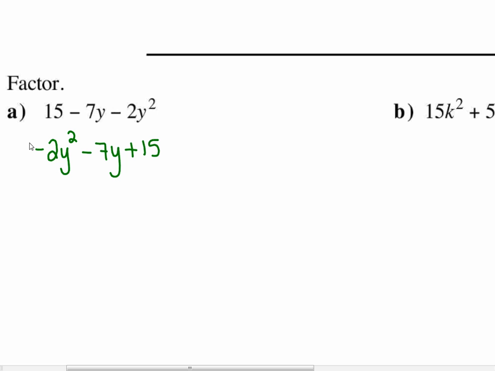Now here's the thing. If your a value is negative, you want to GCF the negative out. Okay? So if a is less than 0 or negative, GCF negative 1. We're going to make GCF negative 1. We want to take the negative out of everything. We want to get rid of the negative. It's just more of a pain than is helpful.